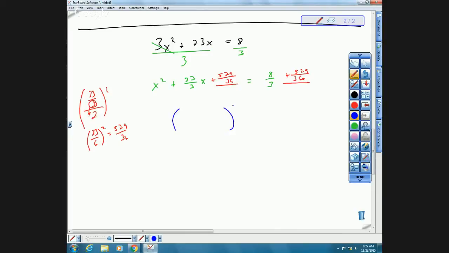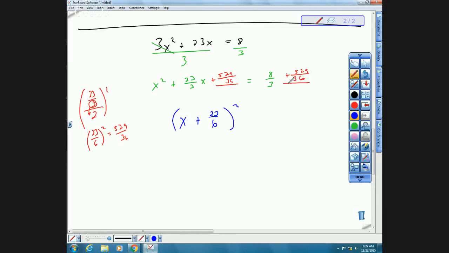This one always breaks down to whatever's inside the parentheses here. So it would be x plus 23 over 6 squared. 23 times 23 is 529. 6 times 6 is 36. 23 over 6 plus 23 over 6 is 23 over 3.